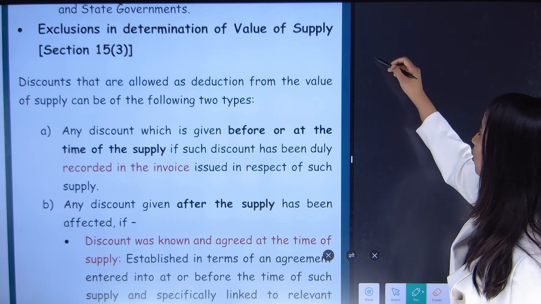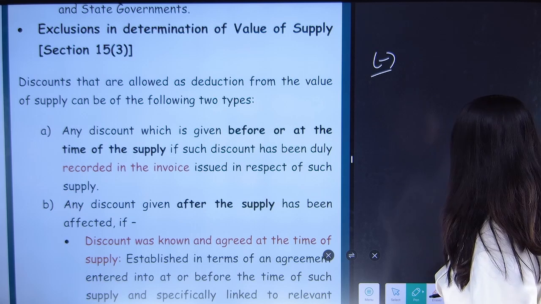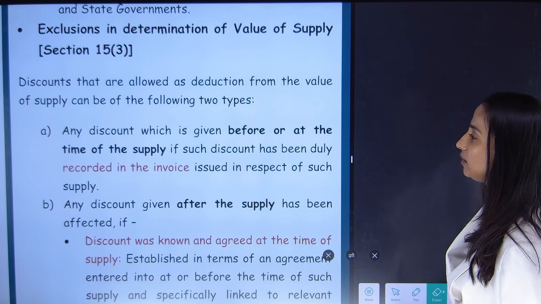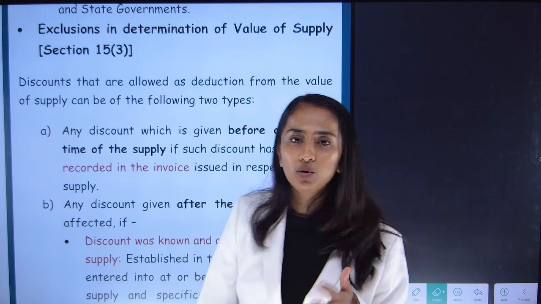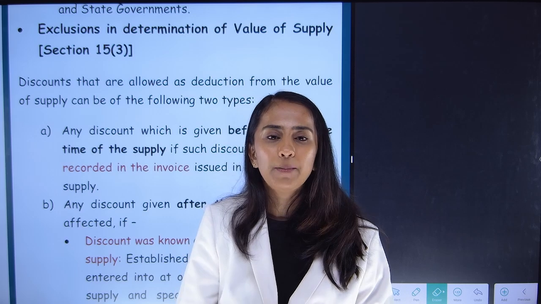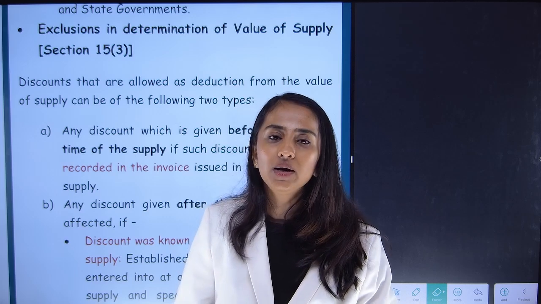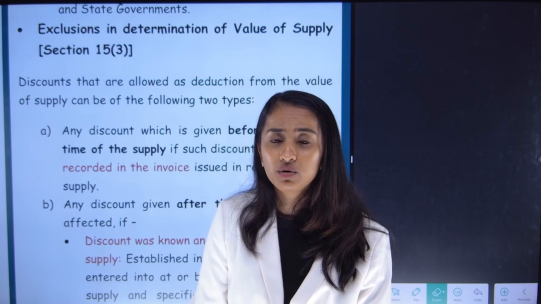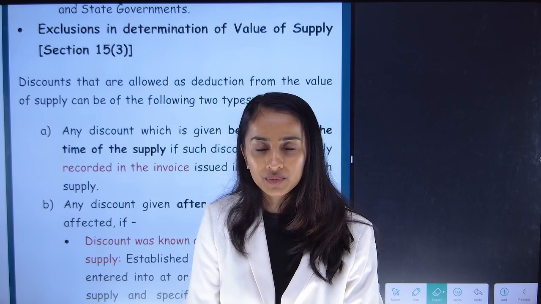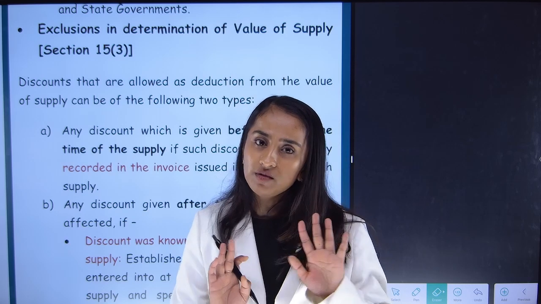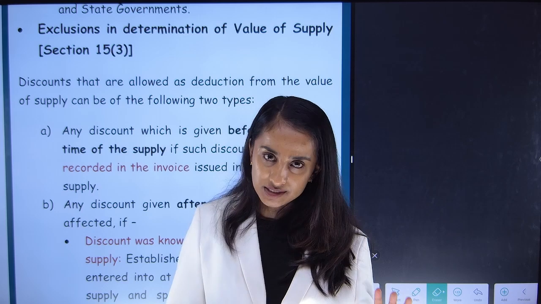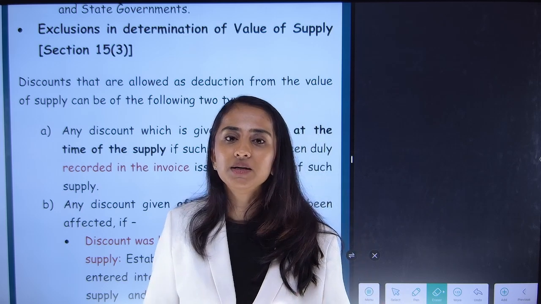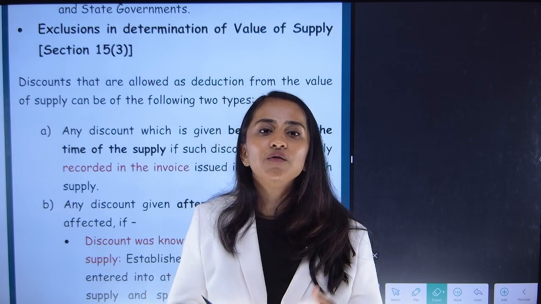Now what will you deduct, or what will you not include in that transaction value? If tomorrow you go to purchase a laptop worth 50,000, you get a discount and he is selling it to you for 40,000. What is the transaction value? 10,000 rupees is the discount, right? So 40,000 will be the discounted value and the transaction value, if the discount has been agreed to at the time of supply.